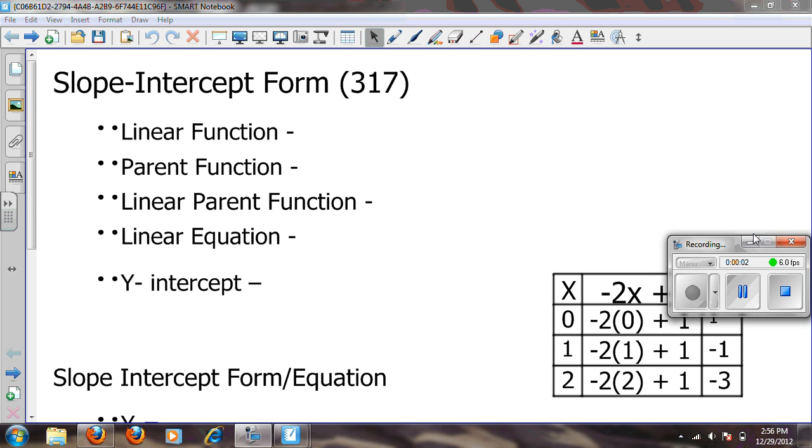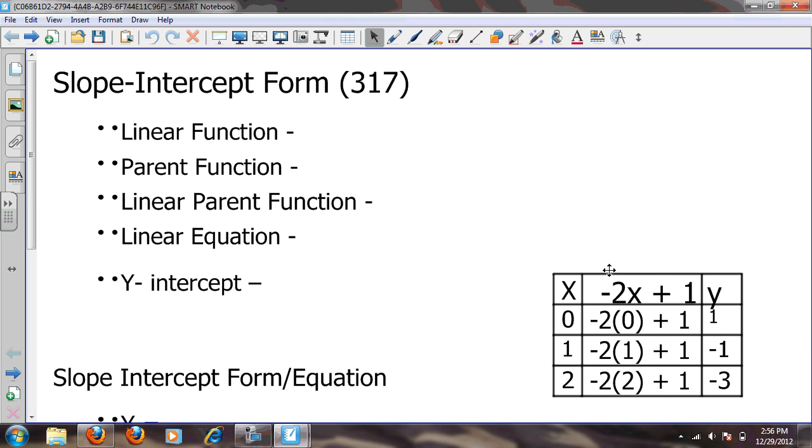Okay, this lesson will have 3 videos that will go with it. It begins on page 317 in your textbook. You want to make sure you're looking there. And we'll begin by talking about some vocab. We need to make sure we understand some of the vocabulary that we will be using in this lesson.